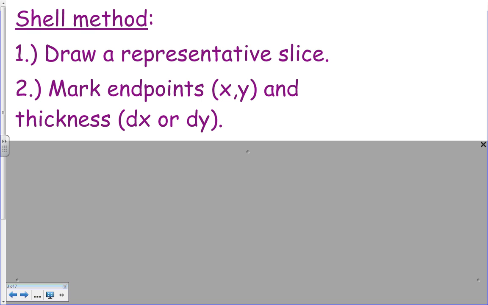Just like we did with the plane slicing method, we're going to mark the endpoints of our slice in terms of x and y. Depending on whether that slice is horizontal or vertical will depend on whether the x's are the same or the y's are the same, but we'll mark each of those and mark the thickness as well. Again, depending on whether it's lying in the x direction or the y direction, horizontal or vertical, will depend on whether the thickness is a small change in x, or dx, or a small change in y, dy.